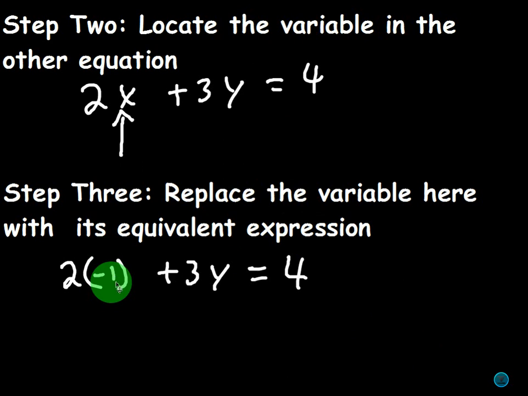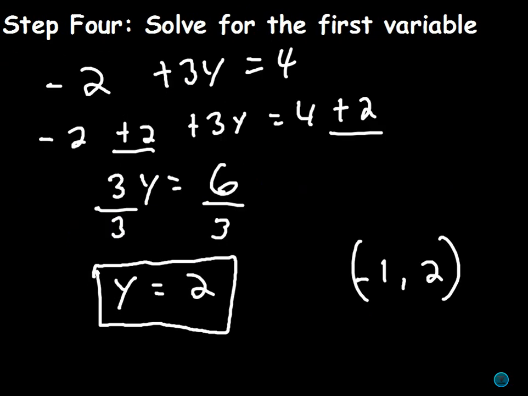Once we replace the variable here with its equivalent expression, then we can solve for the other variable. Why is that? Because now we only have one variable. Before we had 2. This is why substitution works. You're going from 2 variables to 1 variable. Because you have 1 variable, you can solve for that, right? You can just get the variable by itself. So next step is we're going to solve for the variable.